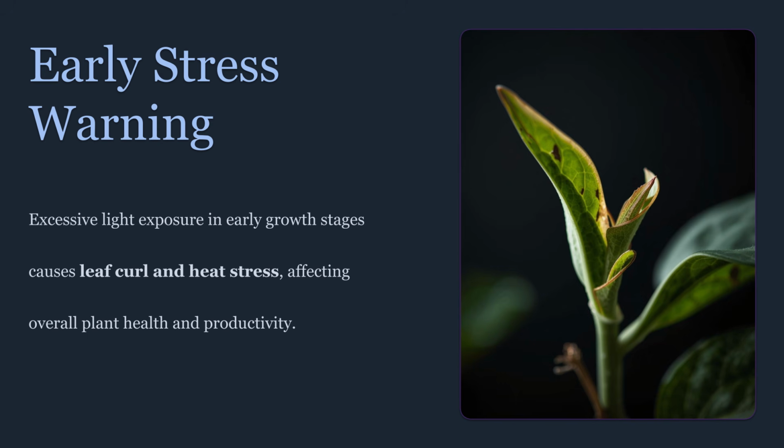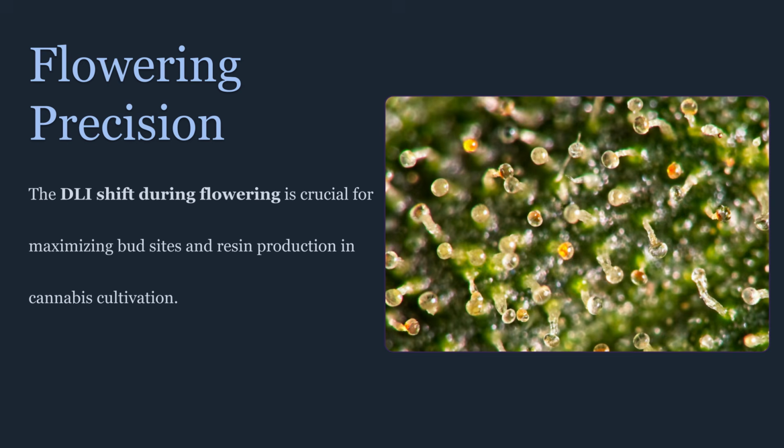When plants transition into flowering, DLI becomes even more critical. This is where many growers either leave yield on the table or unintentionally damage quality. The shift from vegetative to flowering lighting should be gradual. Sudden spikes in DLI can shock plants, disrupt hormonal signaling, and stall early flower development. As flowering progresses, the plant's demand for light increases, but so does its sensitivity to stress. This is where precision matters.